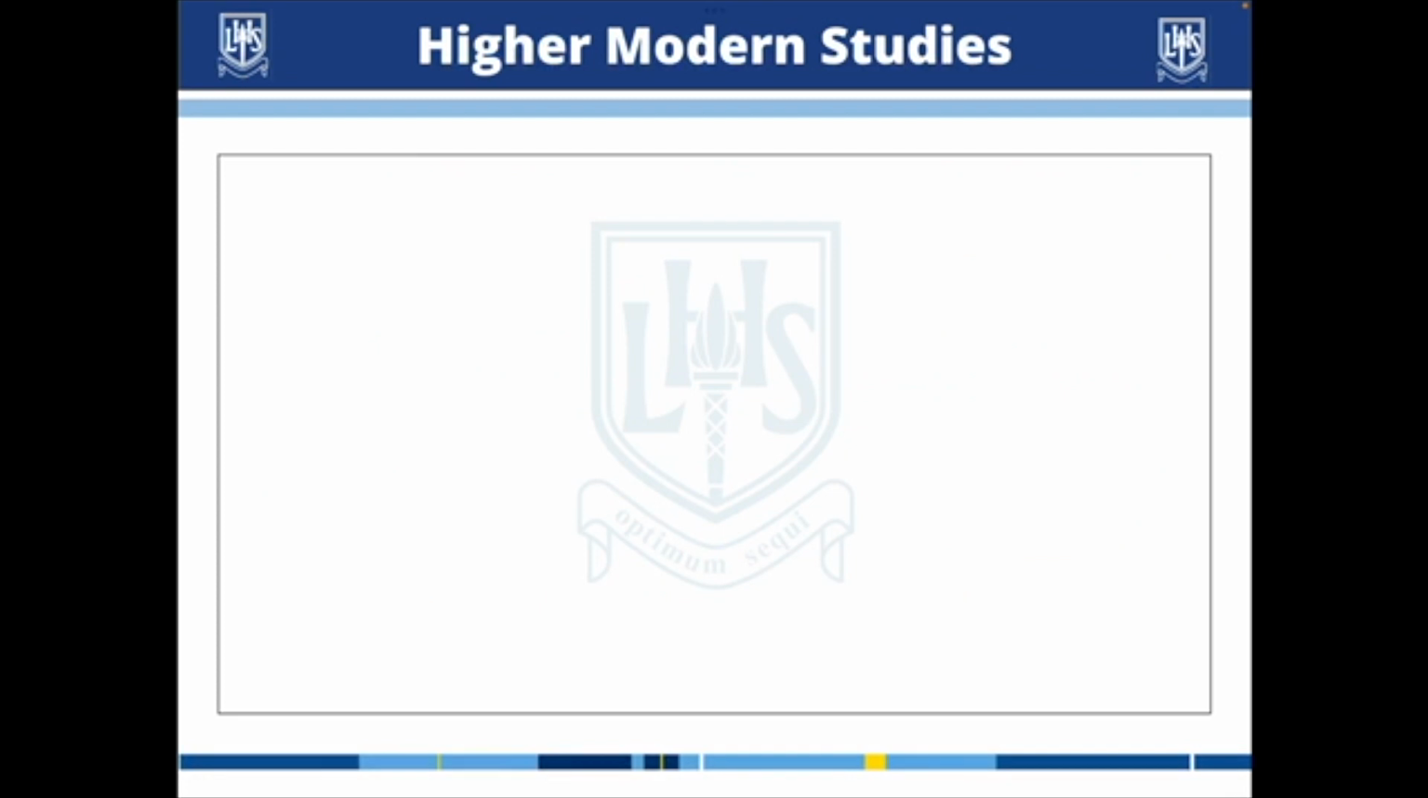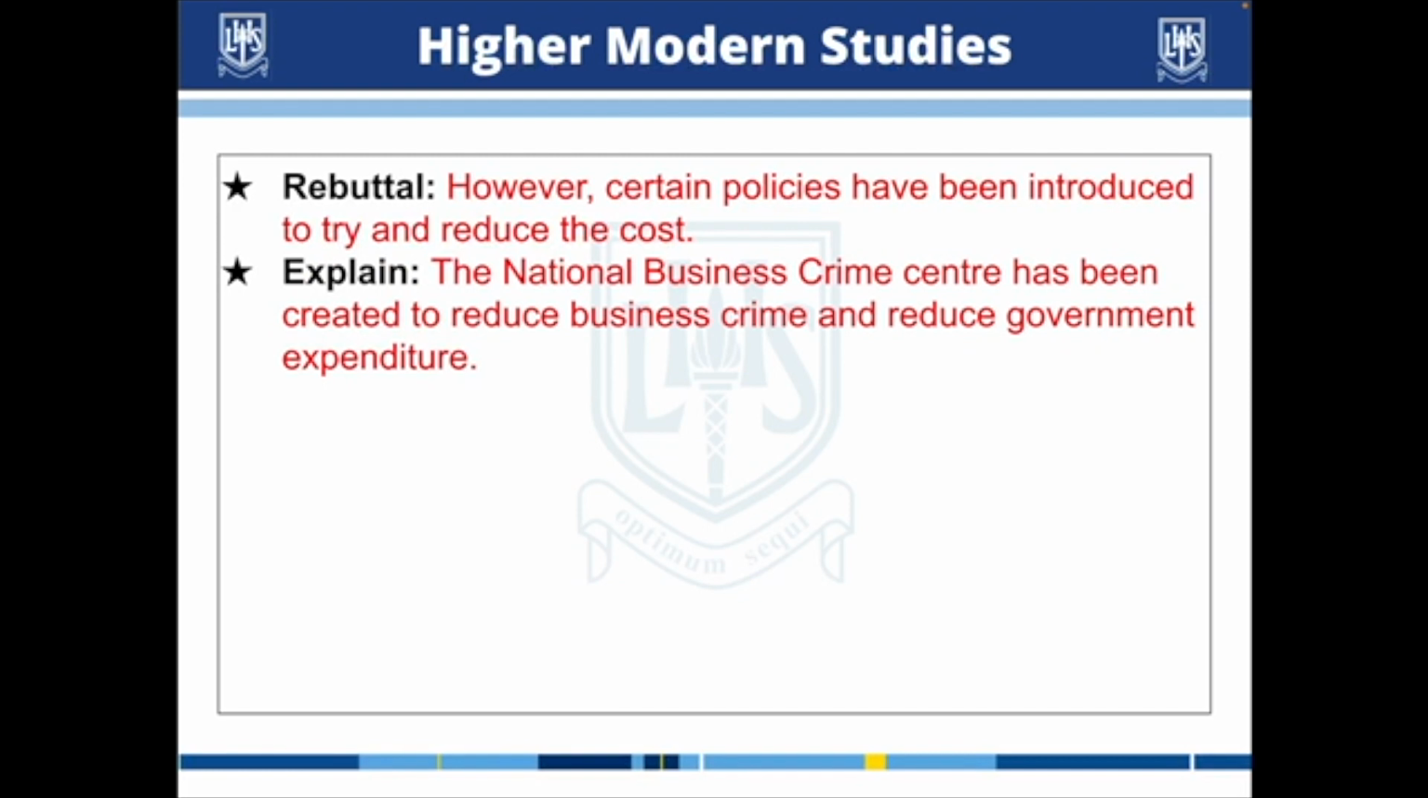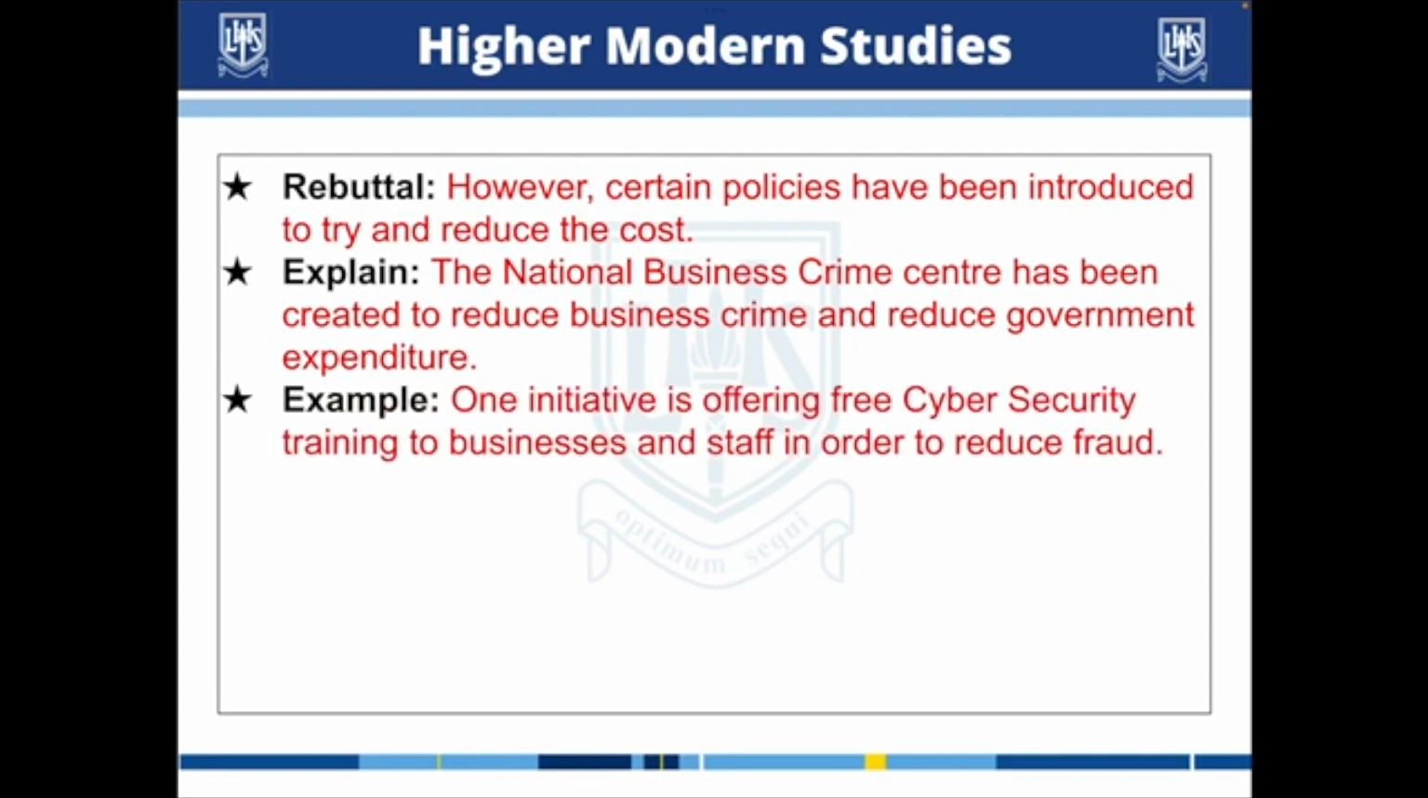Then we need to provide our counter-argument, our rebuttal, okay? So our however is that, yes, crime does have a huge impact, but new policies have been introduced to try and reduce that cost. One of these new policies, as I'll explain, is the National Business Crime Centre. Its focus is to reduce business crime and therefore reduce the amount of money the government is spending trying to combat crime. One thing the Business Centre is doing is offering free cybersecurity training to businesses and staff in order to reduce fraud. So here's another example. Here's one specific thing that organisation is doing in order to try and reduce the impact.